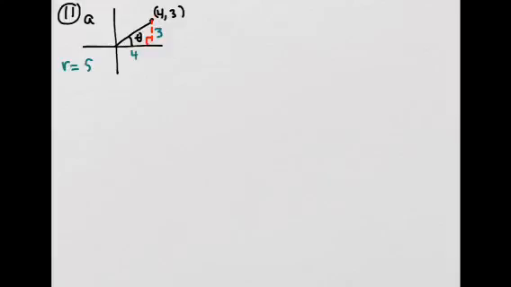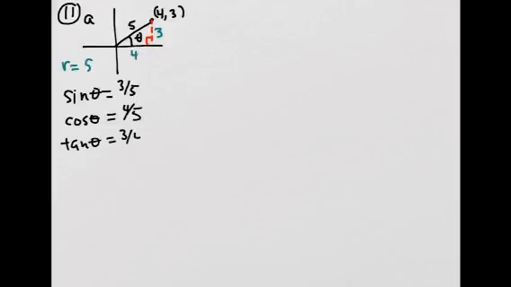And so you're going to have sine of theta is y over r. Let me just put the 5 right here. So y over r, that would be 3/5. Cosine of theta is x over r, so that would be 4/5. Tangent of theta is y over x, so that would be 3/4.